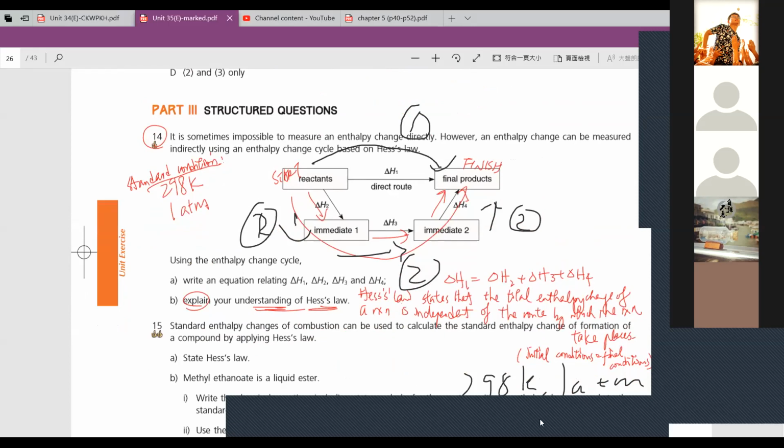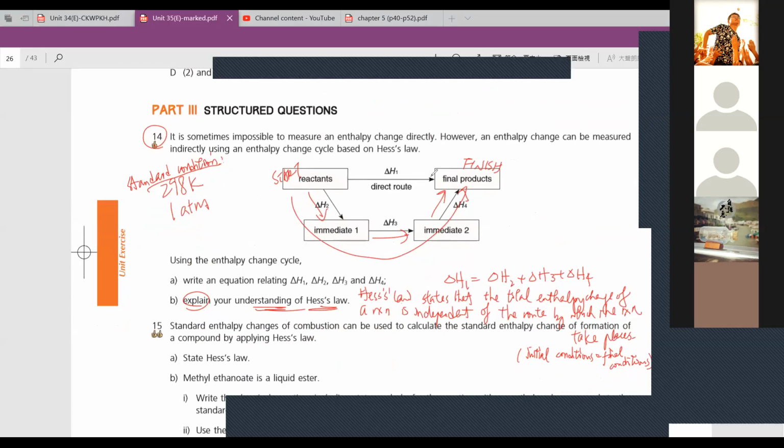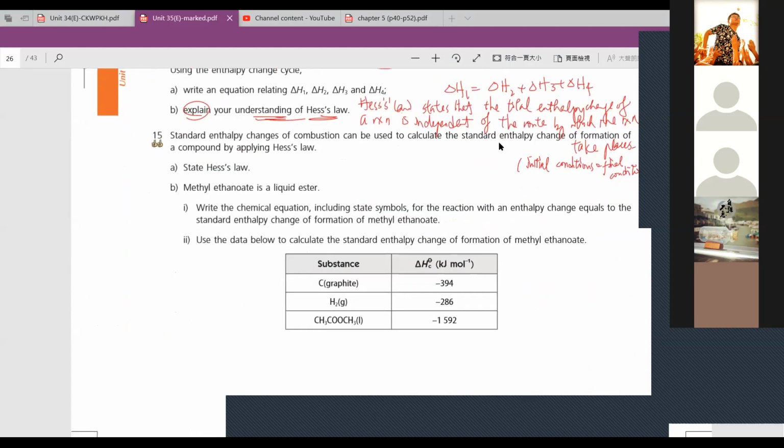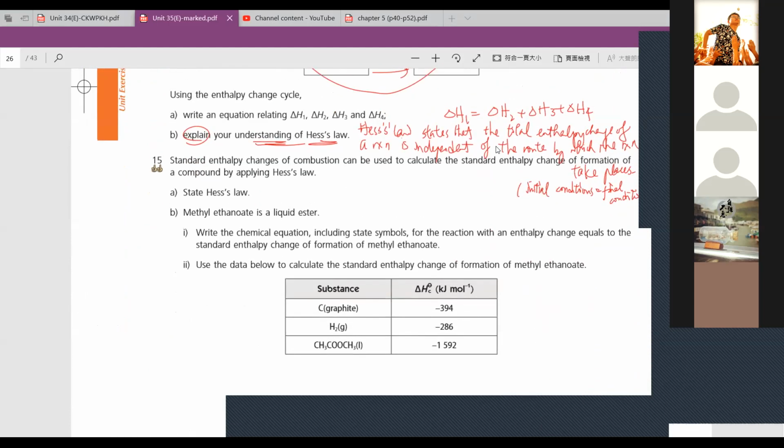Those were just warm-up questions. Feel easy, right? So here comes the next part, a little bit more difficult. Here come the calculations. State Hess's law. I don't want to state it once again, I'll just give it. How about B?